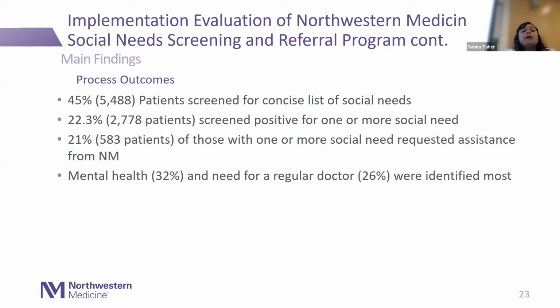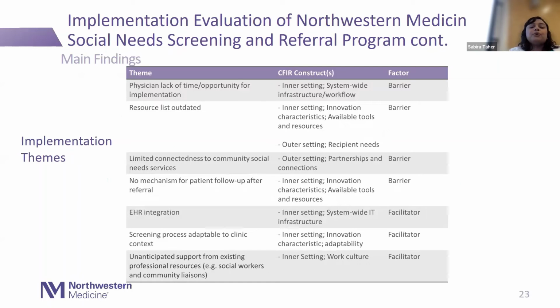21% of patients requested assistance from Northwestern Medicine, and mental health and a need for a regular doctor were identified most. And I wanted to show you the implementation themes and how I included this table because I wanted to show you how coding and analysis is done in terms of how we're coded into CFIR constructs, and is this a barrier? Is this a facilitator?